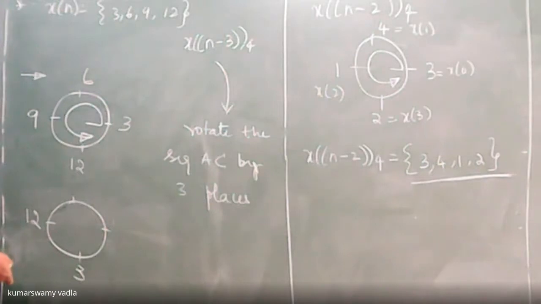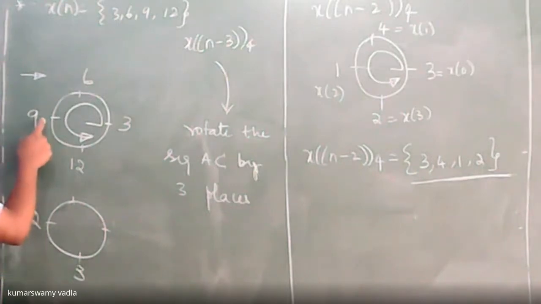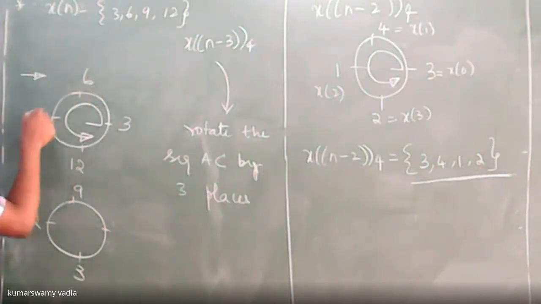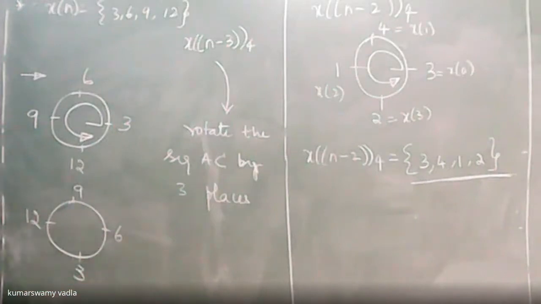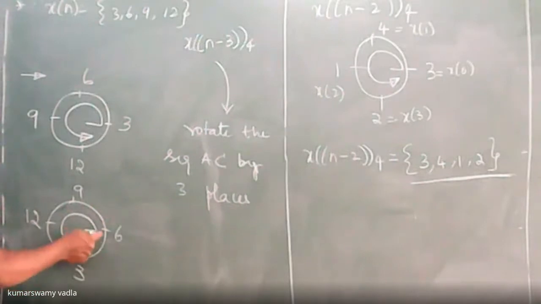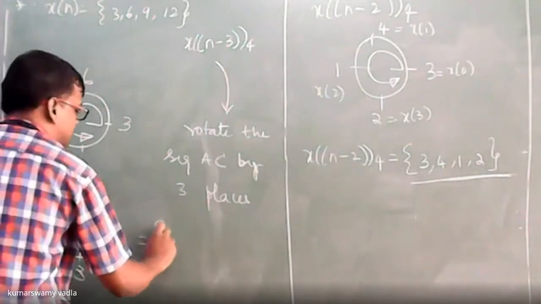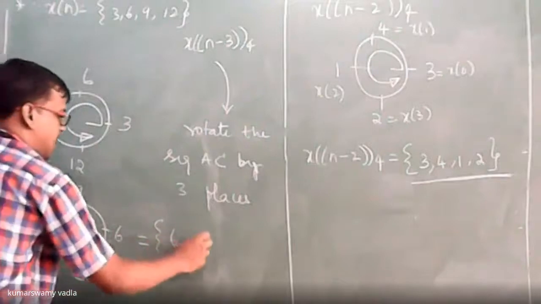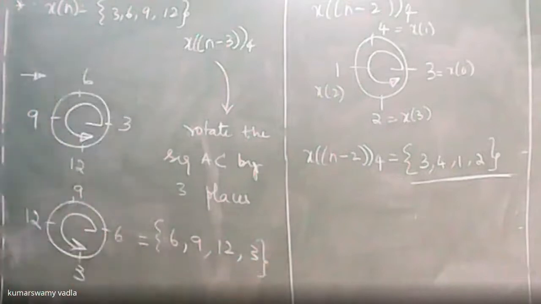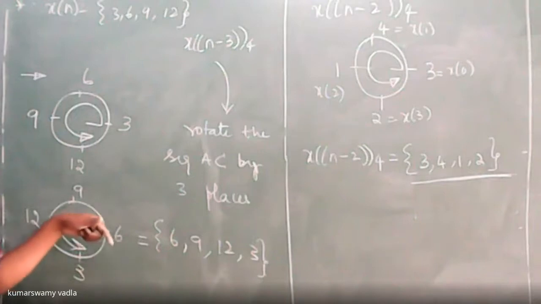How about the next point? Where will 9 come? 1, 2, 3. Here, 9. What about 6? 1, 2, 3. 6 is over here. While writing down the final answer, what should you do? Again, you should start from this point. So this becomes 6, 9, 12, and 3.